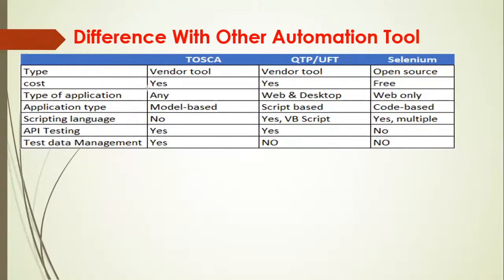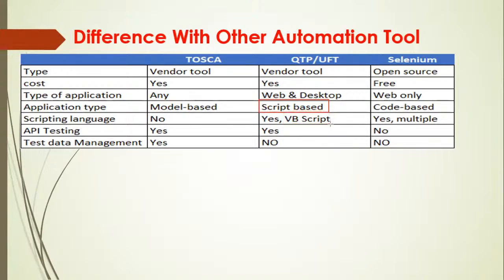And regarding the type of application, there are no restrictions, team. We can automate any kind of application. But using UFT, we can automate only web or desktop applications, and Selenium supports only web-based applications, that's it. TOSCA is always a model-based automation tool. UFT is script-based: to work on UFT, you have to learn VB scripting, which is a scripting language, not a programming language.